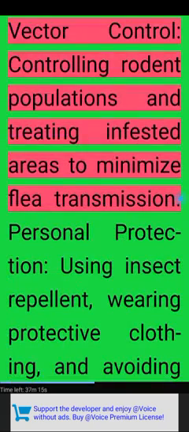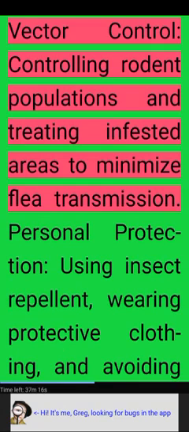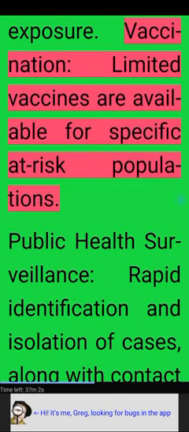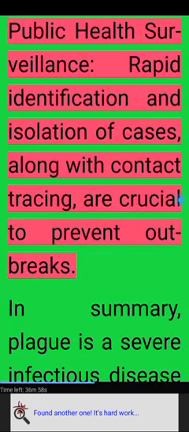Prevention and control. Vector control. Controlling rodent populations and treating infested areas to minimize flea transmission. Personal protection. Using insect repellent, wearing protective clothing, and avoiding contact with wild rodents can reduce the risk of exposure. Vaccination. Limited vaccines are available for specific at-risk populations. Public health surveillance. Rapid identification and isolation of cases, along with contact tracing, are crucial to prevent outbreaks.